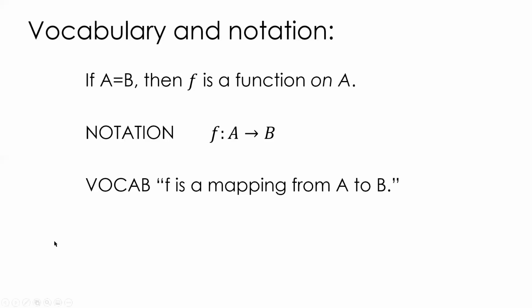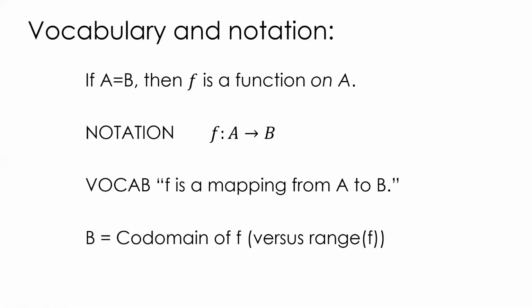If A is the domain, then B is the codomain. It's not necessarily the range. Range is whatever gets spit out, not where B is all possible things. It's where you're going to, not necessarily all the things you hit. So two properties we care about with functions are one-to-one and onto.